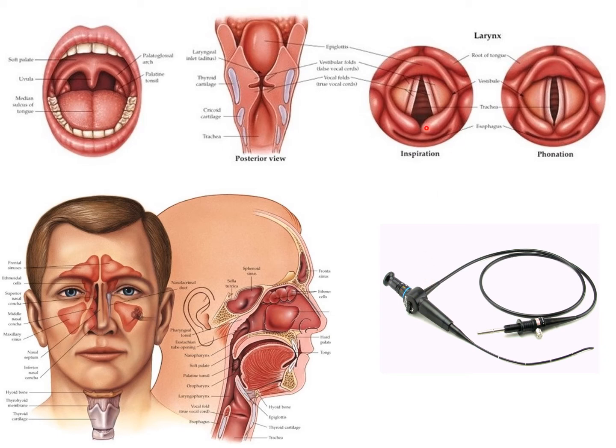This is what the normal vocal cords look like during speaking and during breathing. This is a vertical, that is coronal section at the level of the vocal cords.